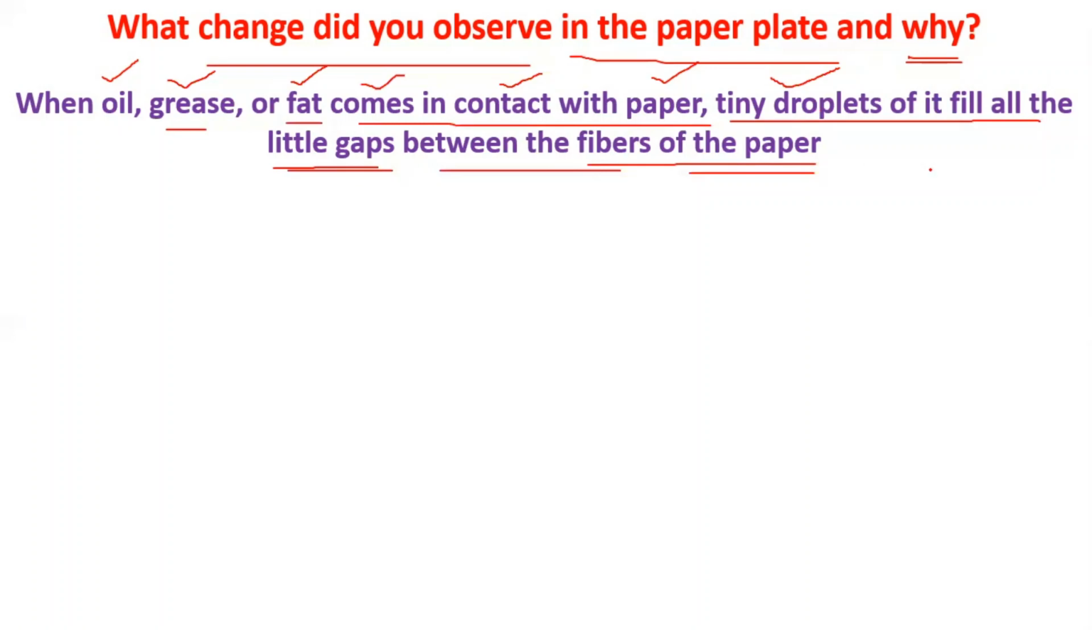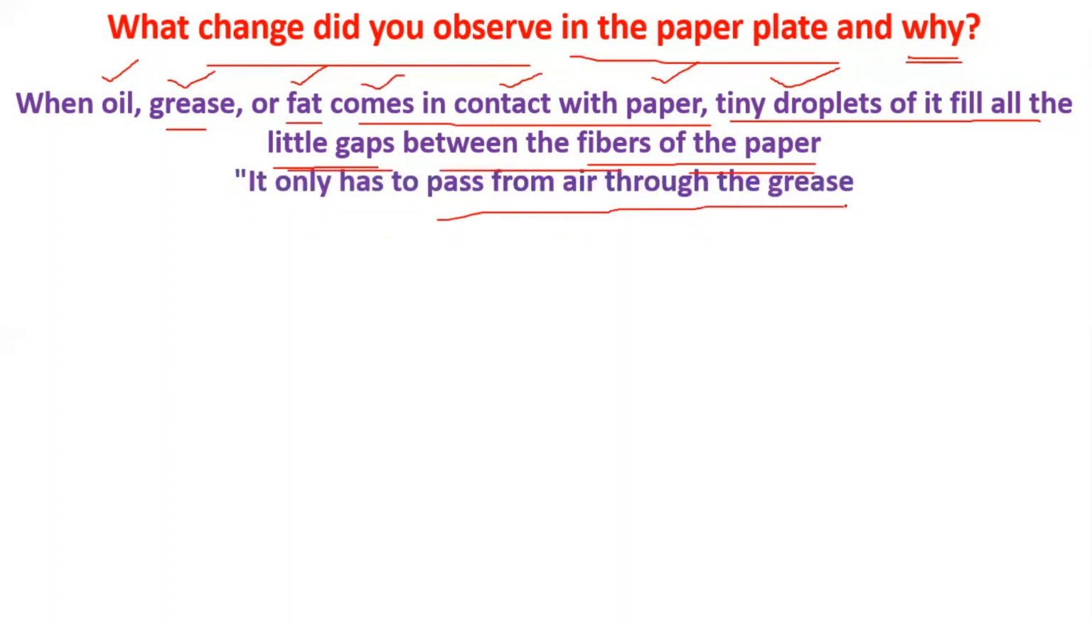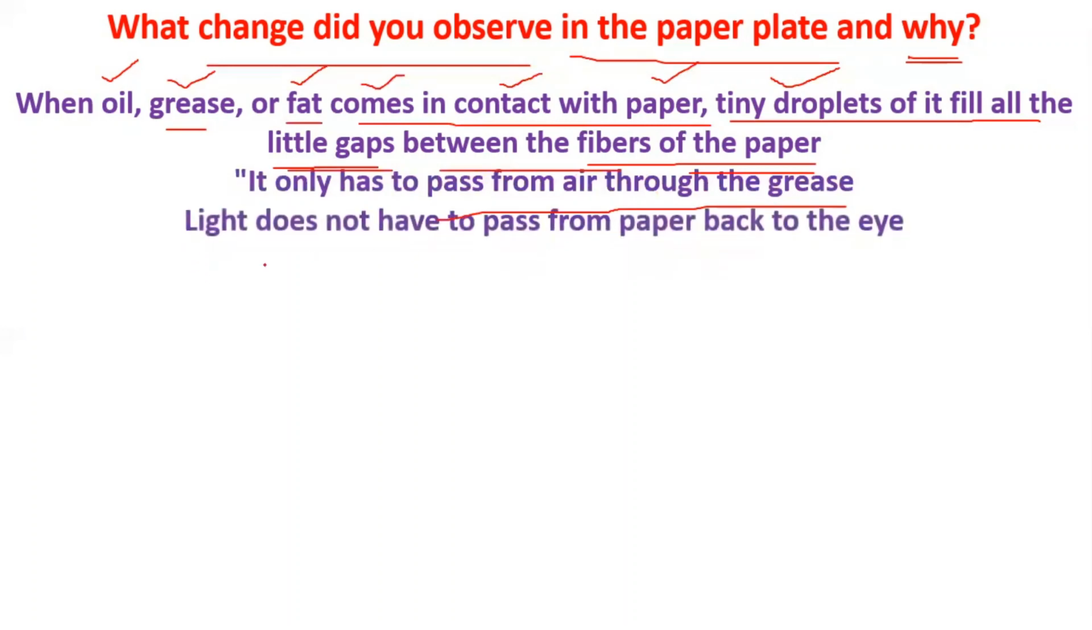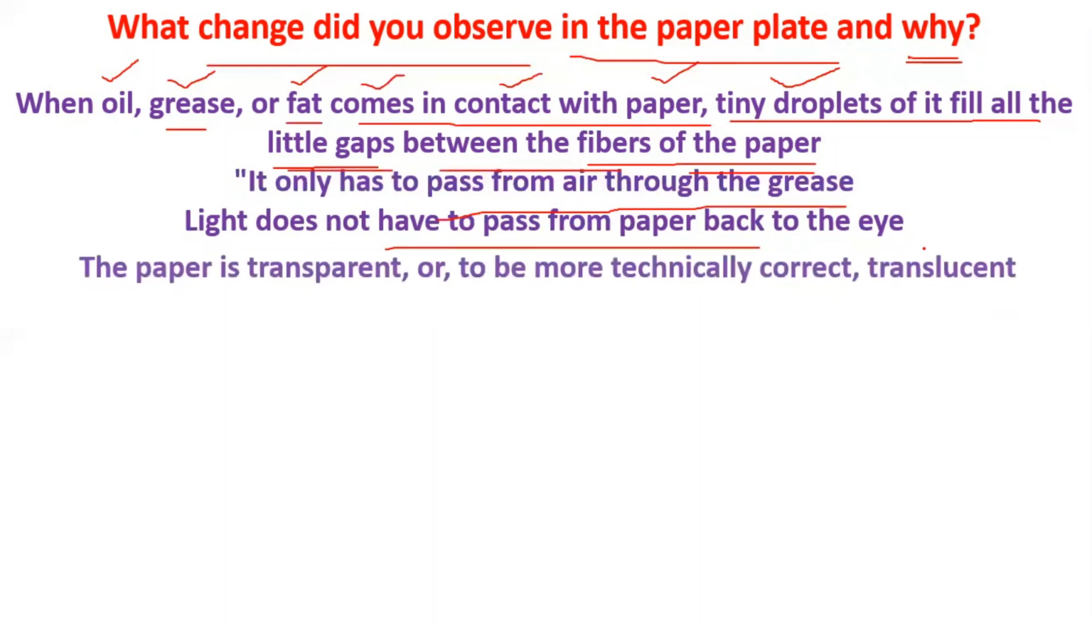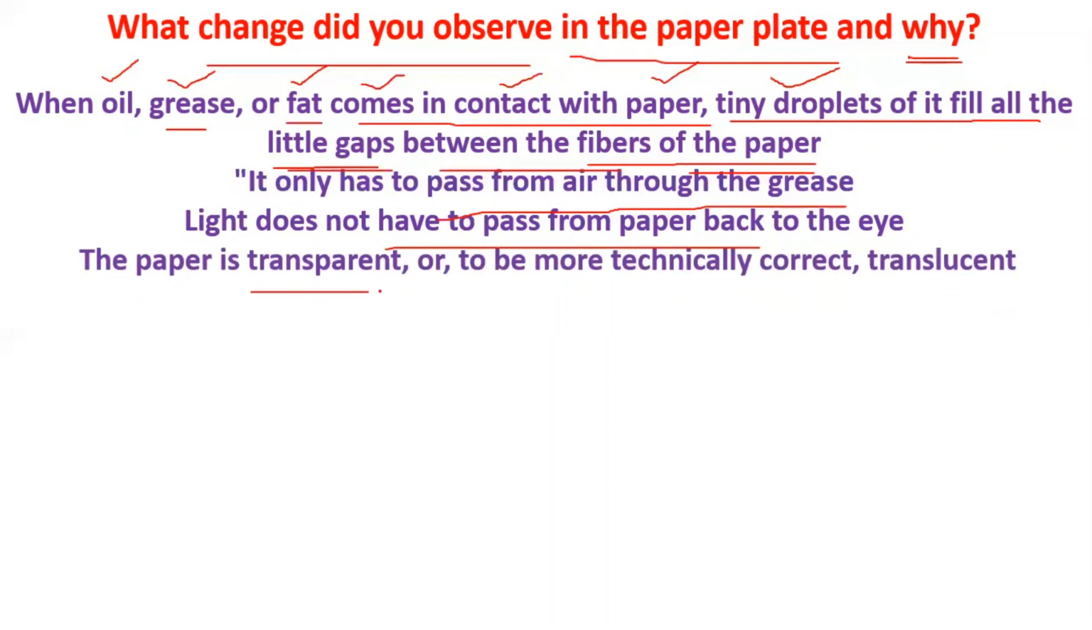Light has to pass from air through the grease. Light does not have to pass from paper back to the eye. So the paper is transparent, or to be more technically correct, translucent.